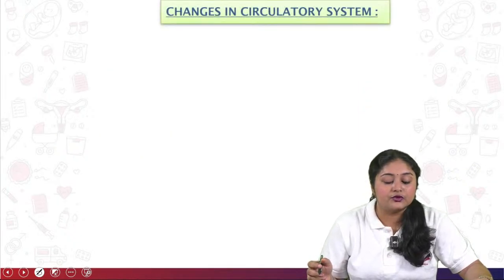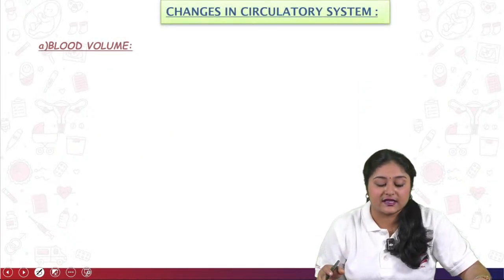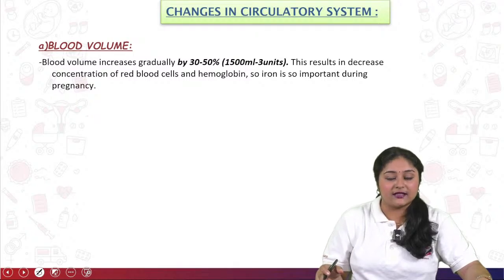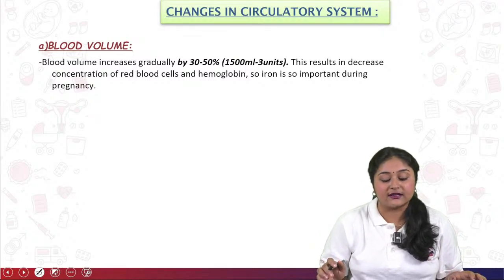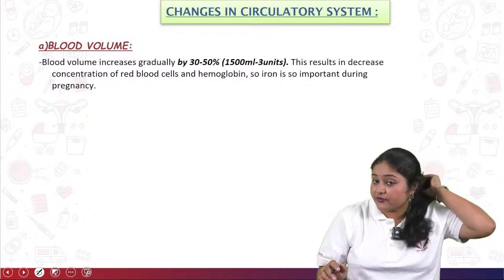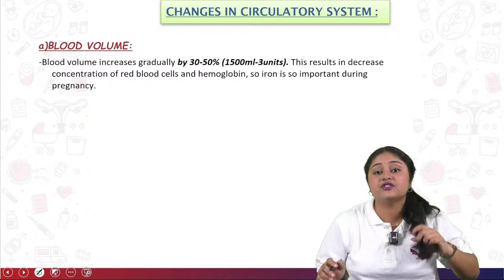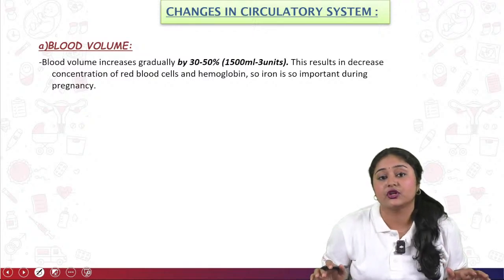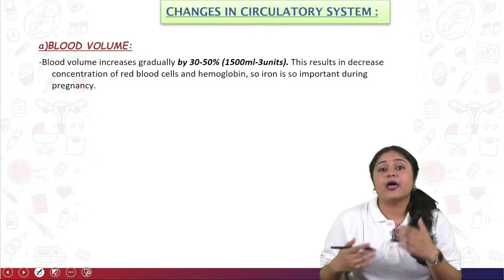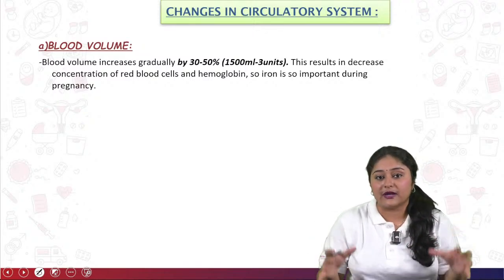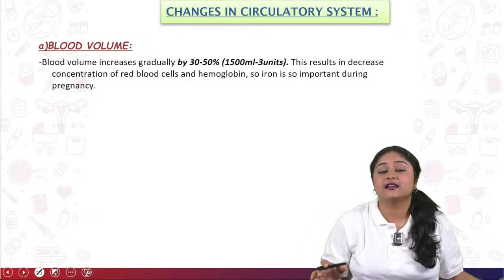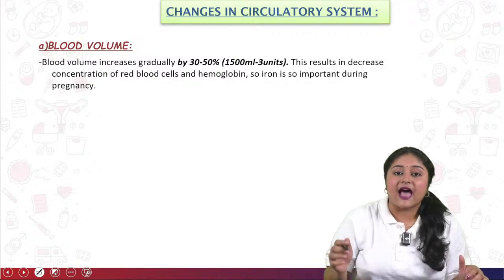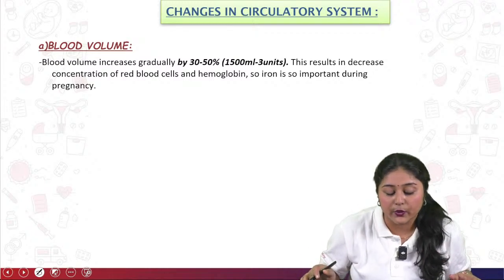So now come to the changes in the circulatory system. The circulatory system is about blood level, right? Blood volume is going to increase gradually by 30 to 50%, like 1500 milliliters to 3 units, which results in a decreased concentration of RBC, because of producing an excessive amount of blood inside the veins and the circulation system. RBC concentration is going to be reduced, as well as the hemoglobin level.